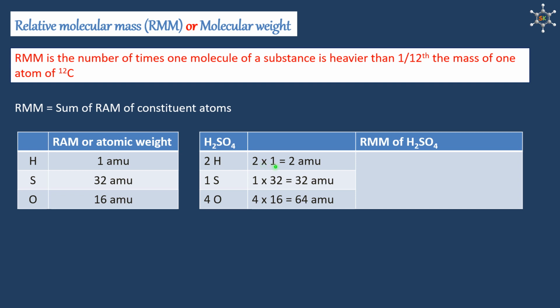so 2 into 1, that will give us 2 AMU. There is 1 sulfur atom, 1 into 32, 32 AMU. There are 4 oxygen atoms, 4 into 16, 64 AMU. Relative molecular mass of sulfuric acid will be 2 plus 32 plus 64, that will be 98 AMU.